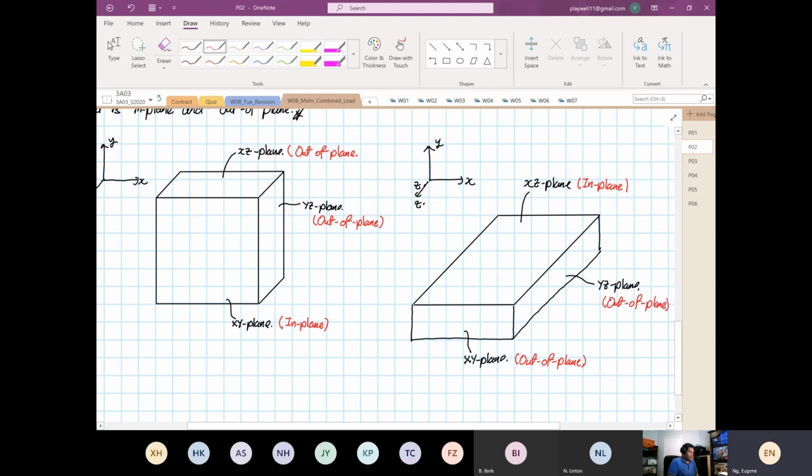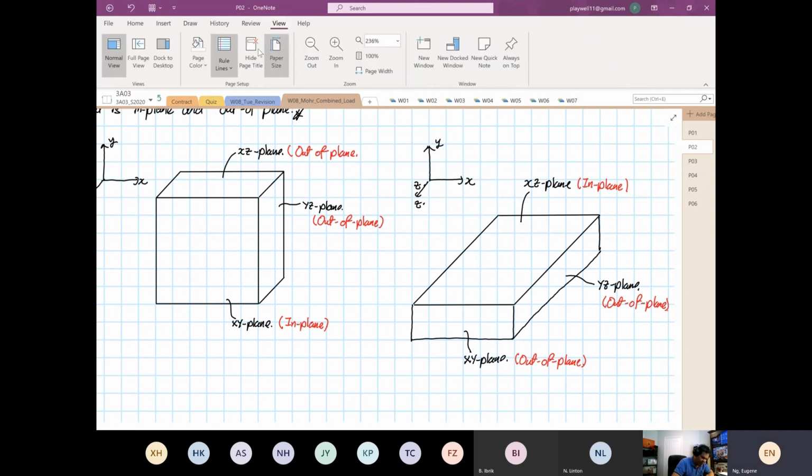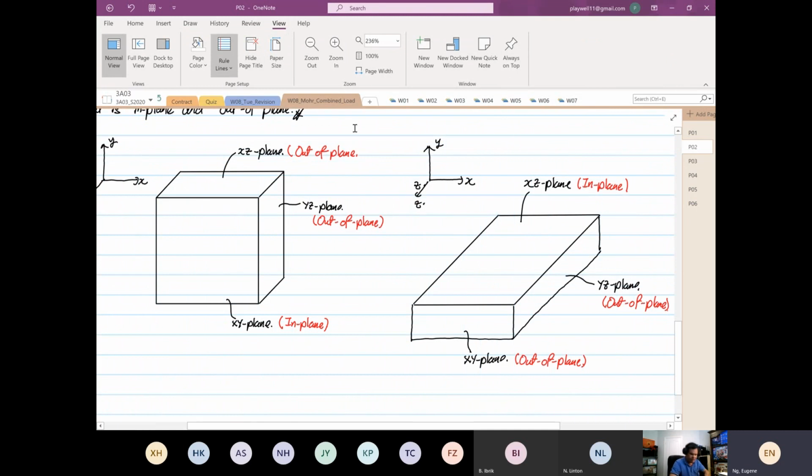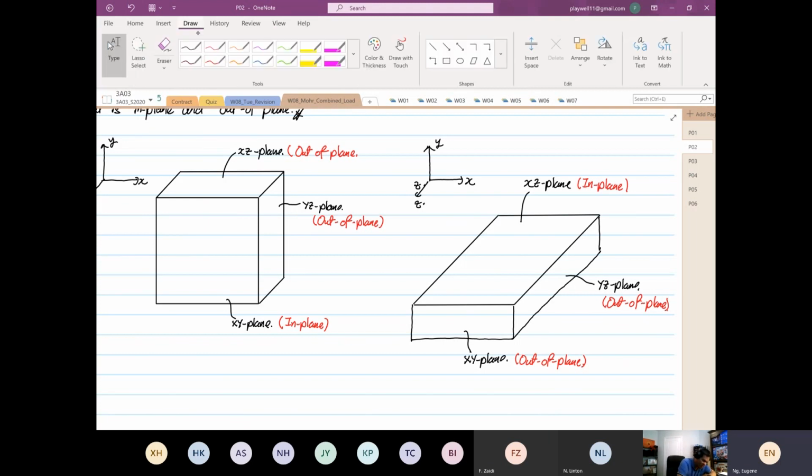So question to any one of you: when is it in plane and when is it out of plane? Anyone, please. When do we classify something as in plane? We have two very different situations. So when is it an in plane and when is it an out of plane? Anyone, please. The plane with the largest area is in plane. I like that. There you go. So the area, well done.